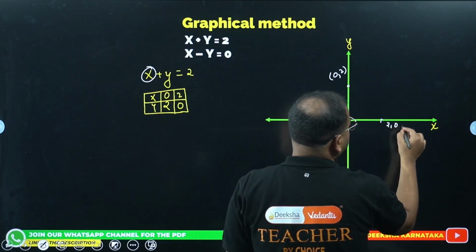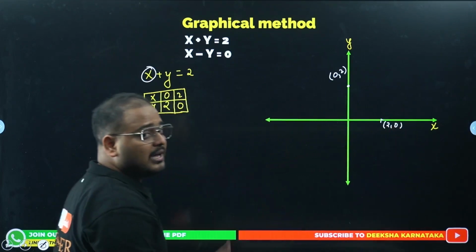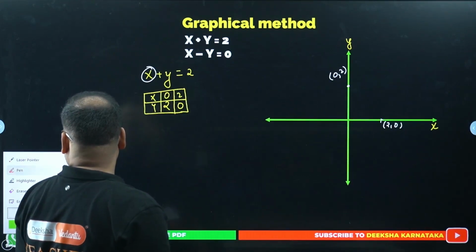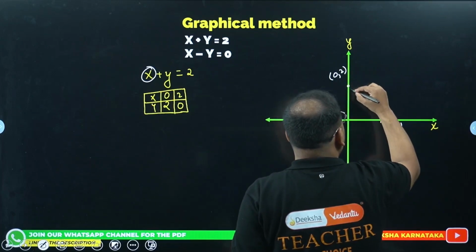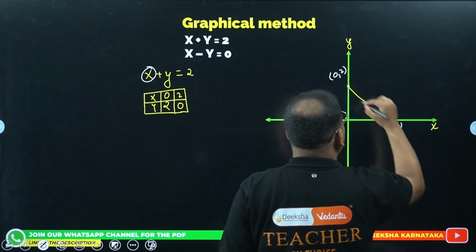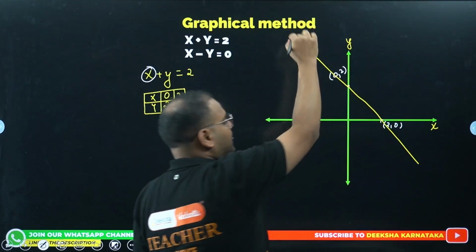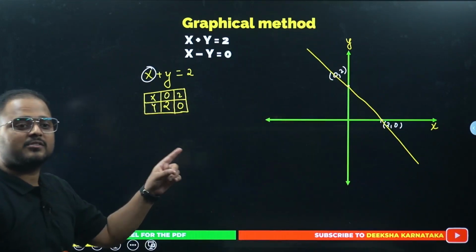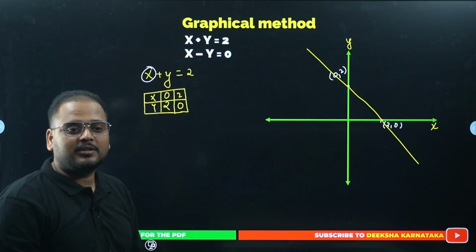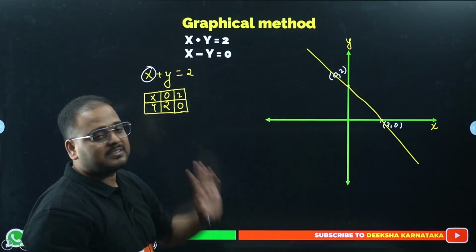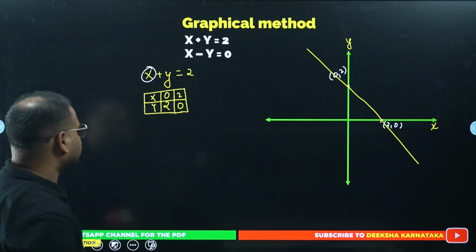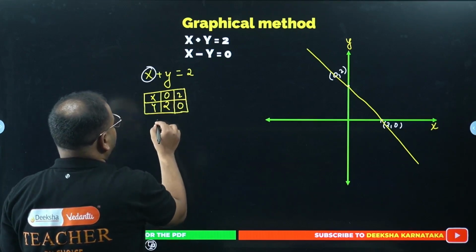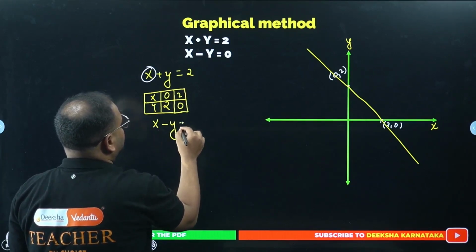(2, 0). Okay. Line going through them. How will that look like? Like this. This is the line, the first graph, linear equation. This is the graph of the first linear equation, x plus y equal to 2. Now x minus y equal to 0. Take the second equation, x minus y equal to 0.